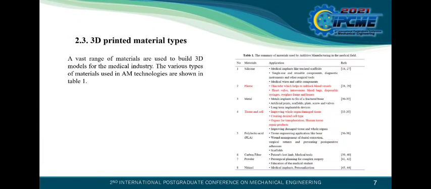A vast range of materials are used to build 3D models for the medical industry. Apart from the common typical materials like metal, PLA, and carbon fiber, I'd like to talk about some emerging interesting materials like tissue and cell. This material can be used to improve the whole organ and the damaged tissue, to create desired cell types, and to be used for organs for transplantation and human tissue repair products.